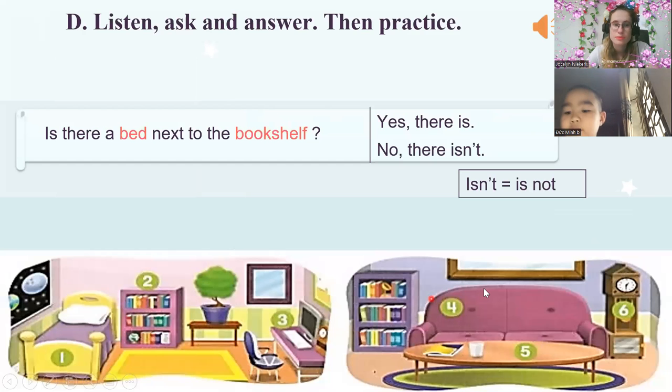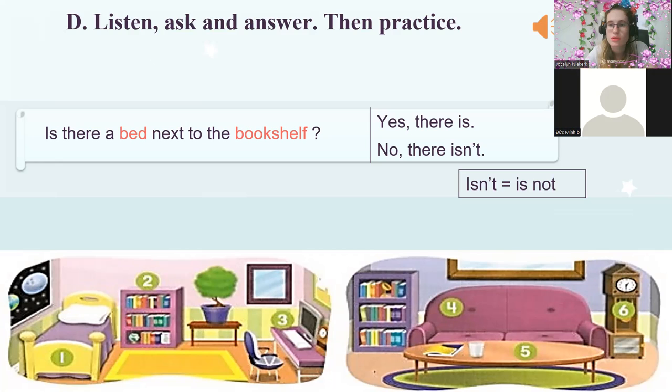Page 53. D. Listen, ask, and answer. Then practice. Is there a bed next to the bookshelf? Yes, there is.